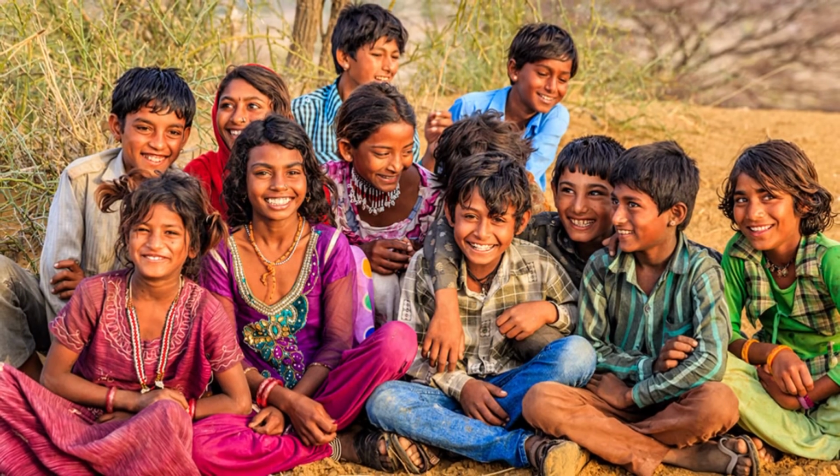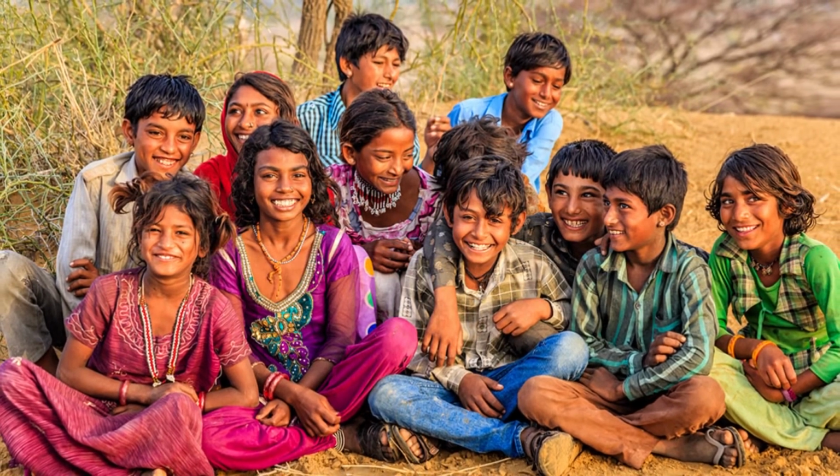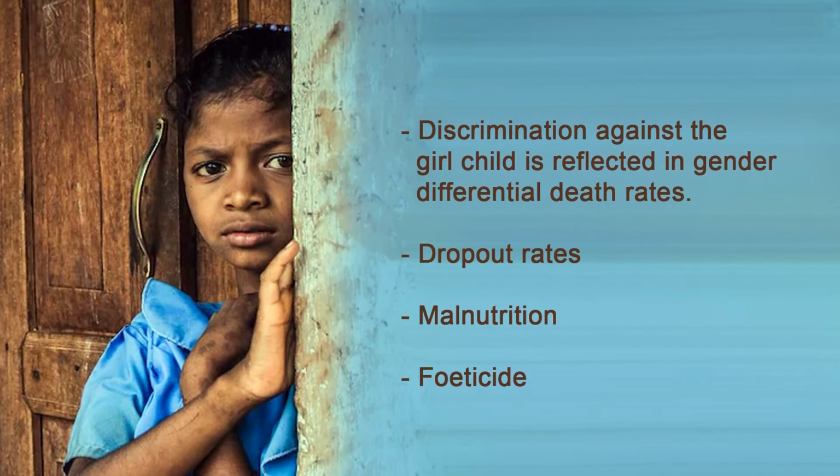The special theme identified for this report is the child. An overview on child development shows that there has been limited success in improving health, nutrition and educational status of children since independence. Discrimination against the girl child is reflected in gender differential death rates, dropout rates, malnutrition and, most importantly, foeticide. Although there has been significant progress in quantity regarding school education, the disparity in quality of schooling facilities is very high.